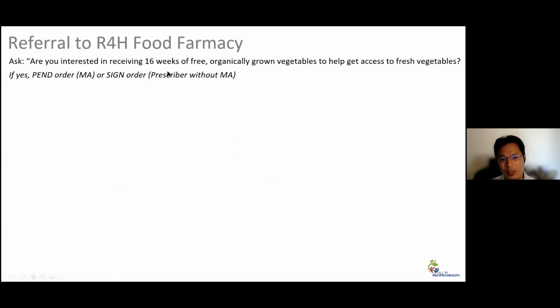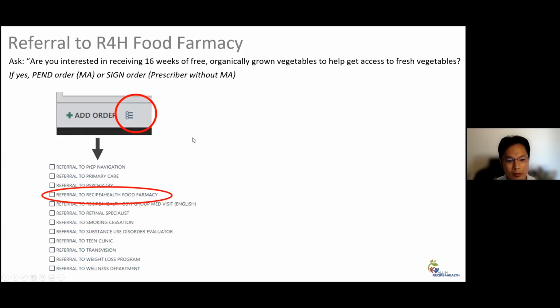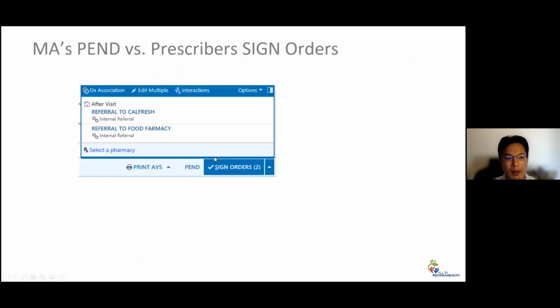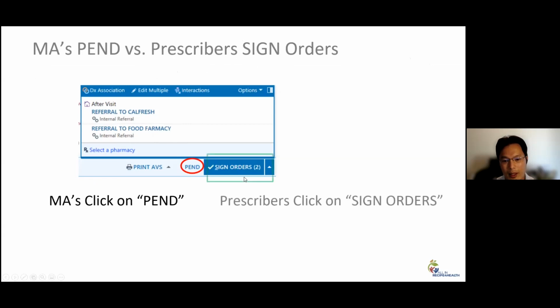You can refer to the food pharmacy. Ask, are you interested in receiving 16 weeks of free organically grown vegetables to help get access to fresh vegetables? If yes, the MA pends, the prescriber signs. Hopefully you've seen this, recipe for health. Good to go. MA pends, you've got your CalFresh and food pharmacy. It's a different one for you all. It'll say recipe for health, or recipe for health food pharmacy, and then prescribe for the prescribers.